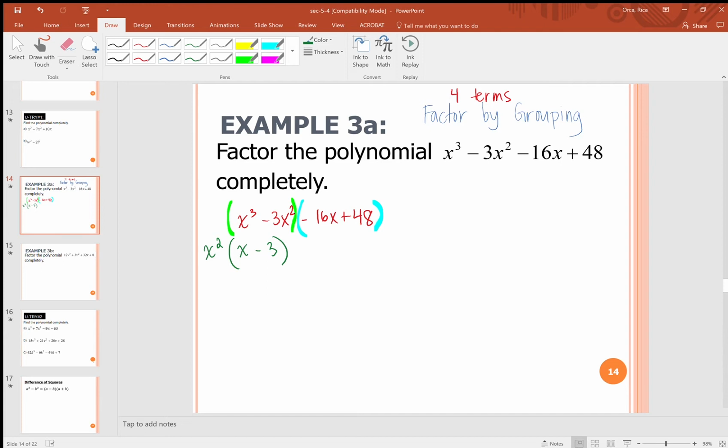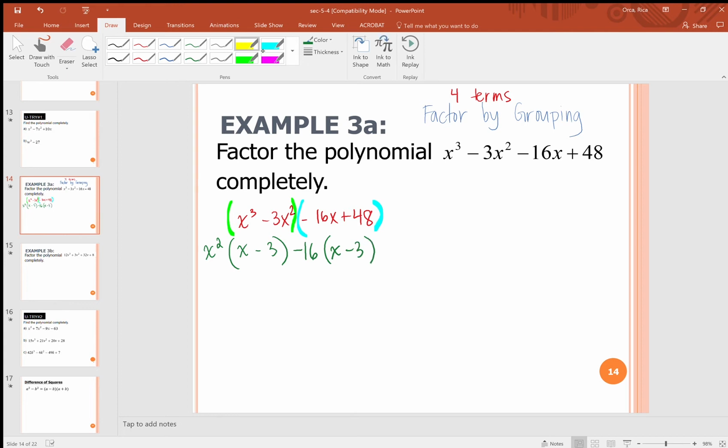Now let's factor out the GCF from the second group. In the second group, the greatest common factor is 16, because 16 goes into both 16 and 48. However, I'll go ahead and factor out a negative 16, so that way my x value becomes positive. So negative 16 times x is negative 16x. Negative 16 times negative 3 is 48.